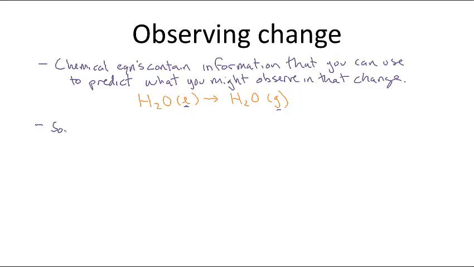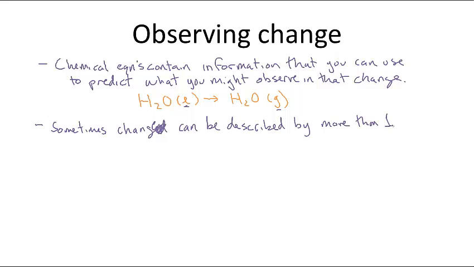Now, sometimes change can be described by more than one chemical equation. Things are generally not as simple as we describe them in our chemistry class. Sometimes they're a lot more complicated.